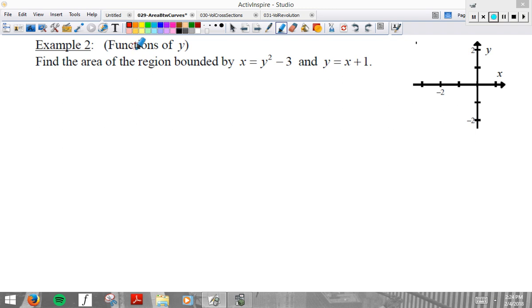So, functions of y. That's another interesting tweak. Find the area of the region bounded by this thingy and this thingy. Go ahead, try to draw it. Let's see how much you remember. Did you do it? I hope you did. 3, 2, 1.